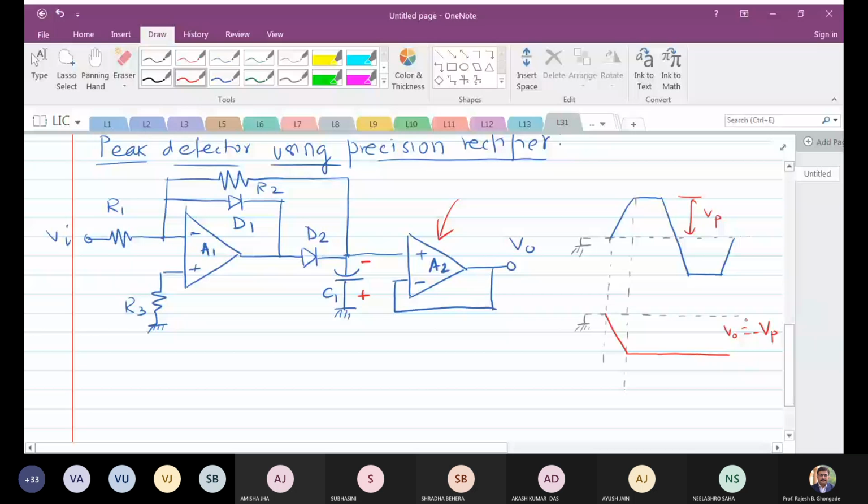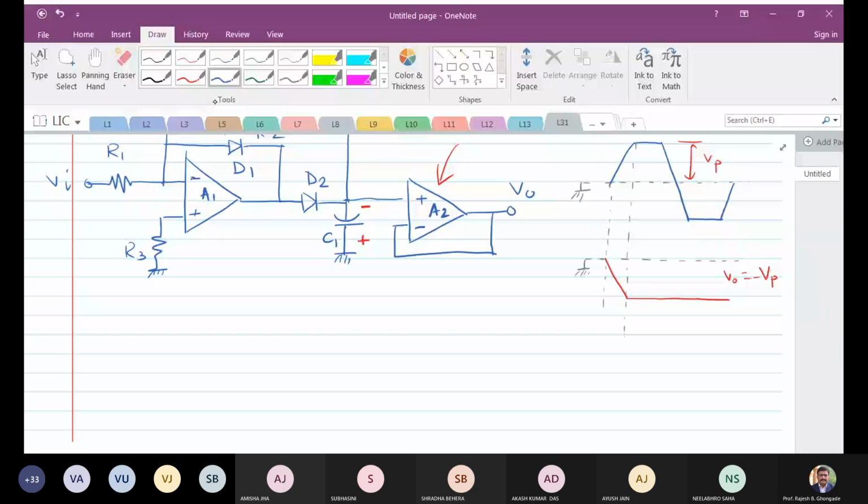Guys, sir, can you repeat the question? You were not audible. What is the role of A2? This particular circuit. What is this circuit basically?